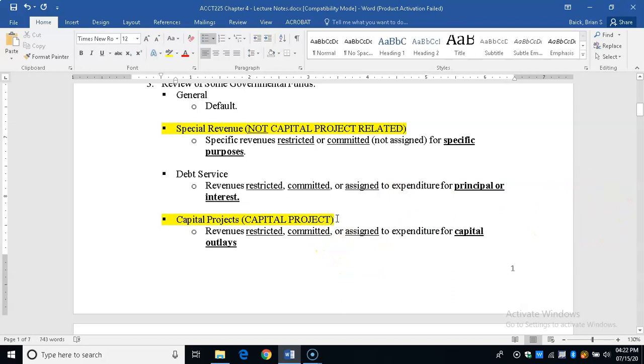Capital projects funds are where you accumulate money that's going to be used to build a new factory or a new bridge. So of course, these funds are going to be restricted, committed, or assigned. Again, there's no unassigned category.